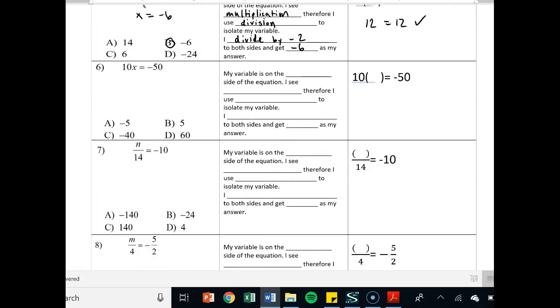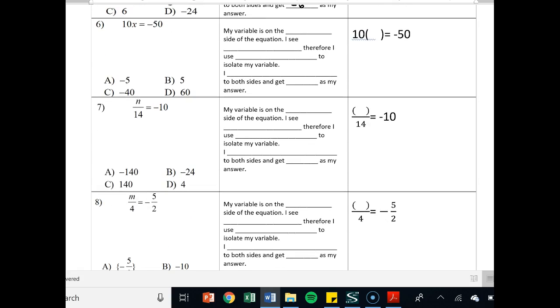Okay. The last one I'm going to do is number 7. My variable, again, is on the left-hand side. I see division. When I see division, I am going to use multiplication to isolate my variable. I'm going to multiply by the exact coefficient. So in this case, 14 is attached to n, so I multiply both sides by 14. Again, these cancel out. 14 times n is 14n, divided by 14 is just 1. So I'm just left with n.